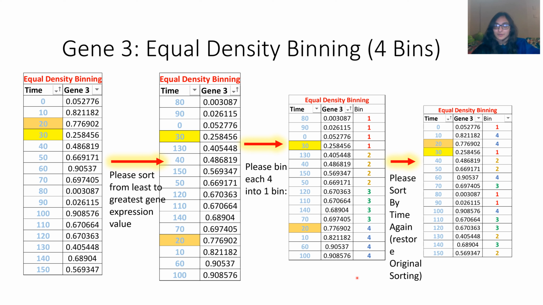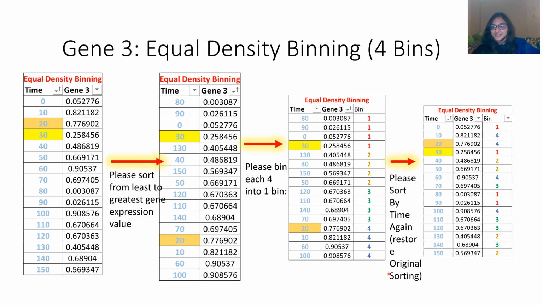And then after we do equal density binning, we can then get 1, 2, 3, and 4. We just divided where the 4 highest values are in bin 4. Then the next 4 make it into bin 3. Then the next ones make it into bin 2. Then the next ones make it into bin 1. The smallest 4 are in bin 1.